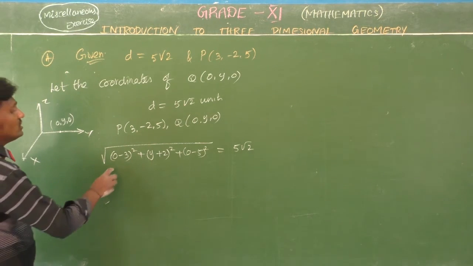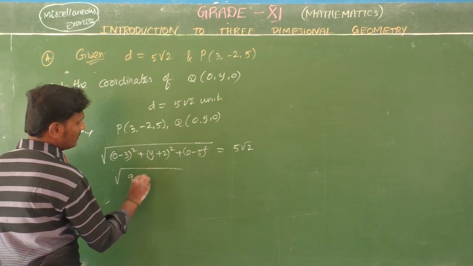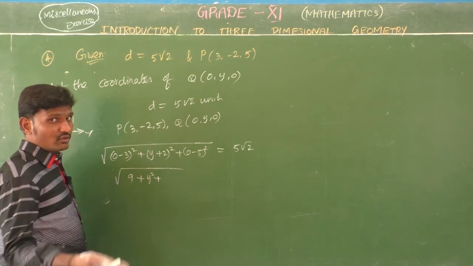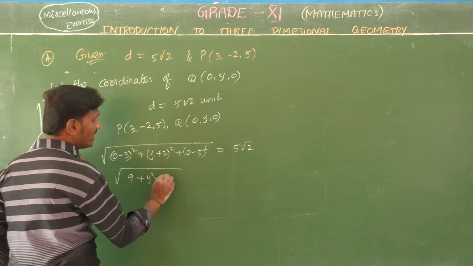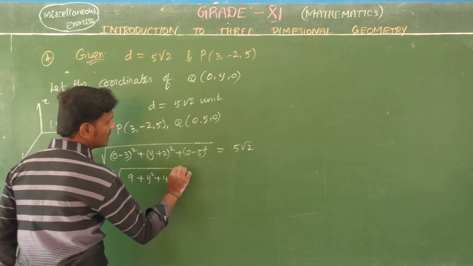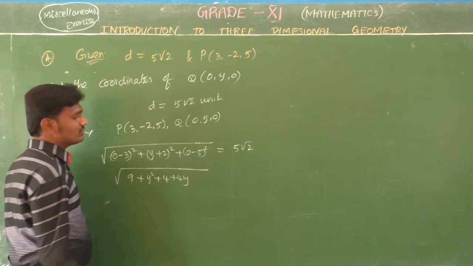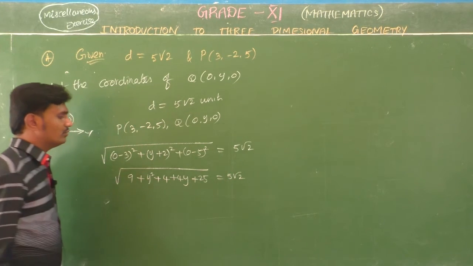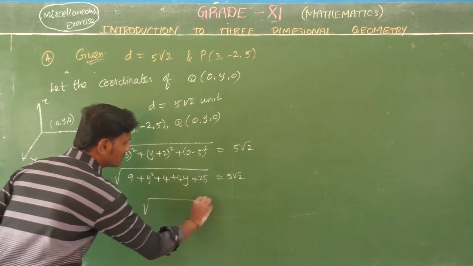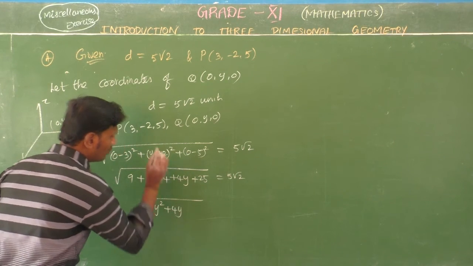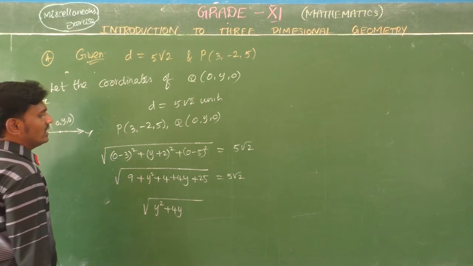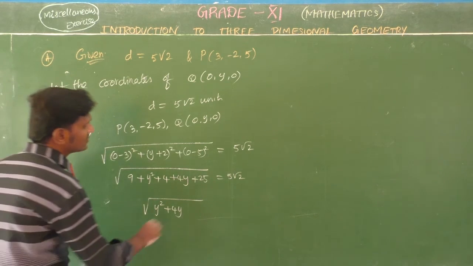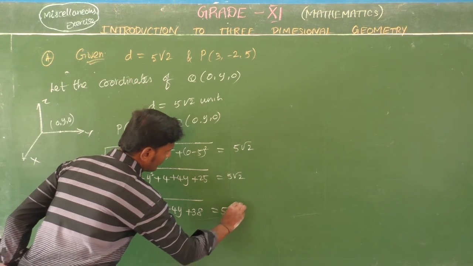Now 0 minus 3 the whole square is 9, plus y square, plus y plus 2 the whole square, which is in the format of a plus b the whole square: a square plus b square plus 2ab, that is y square plus 4 plus 4y, plus minus 5 the whole square is 25, which is equal to 5 root 2. Now I am going to simplify this to get y square plus 4y, then plus 9 plus 4 is 13. So 13 plus 25 is 38, which is equal to 5 root 2.